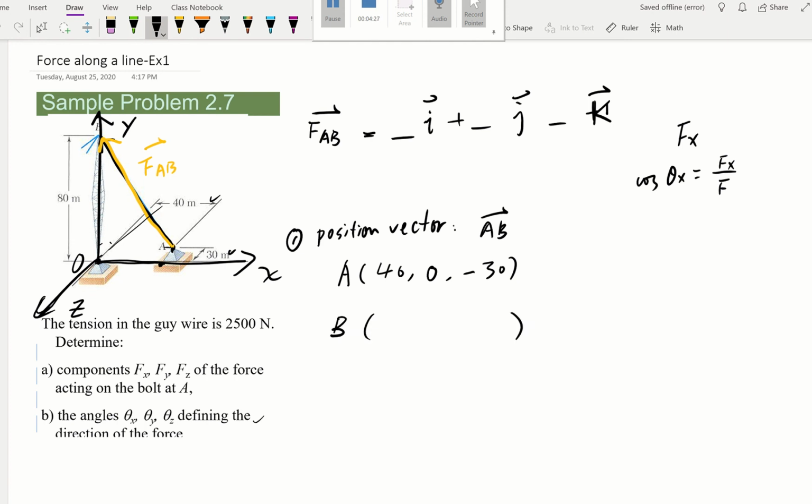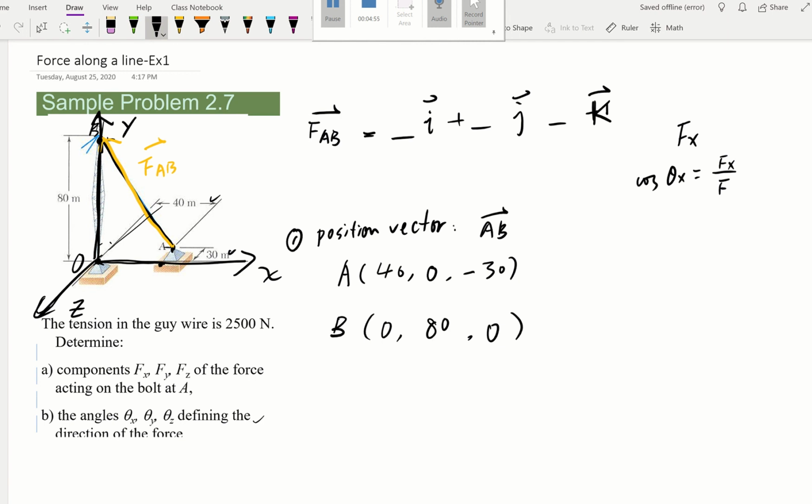Okay, now let's be back. At B coordinate, what did you get on x? If you got 0, that's right. Why? B is located on the y-axis. If it is on the y-axis, x is going to be 0, and so is z. So the only readout will be y. How tall is it? 80.